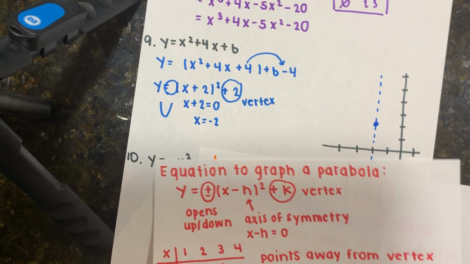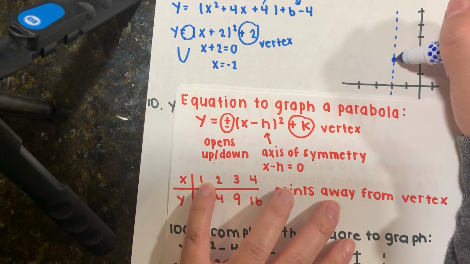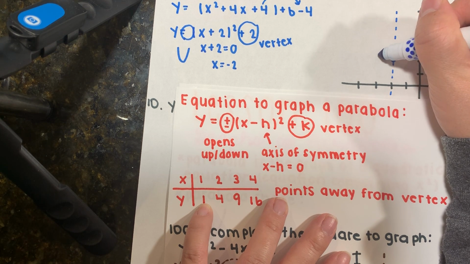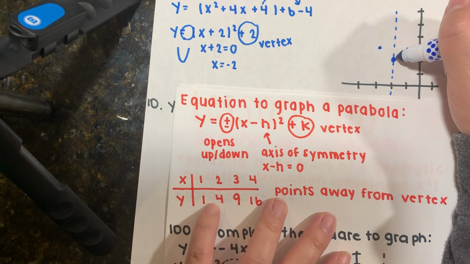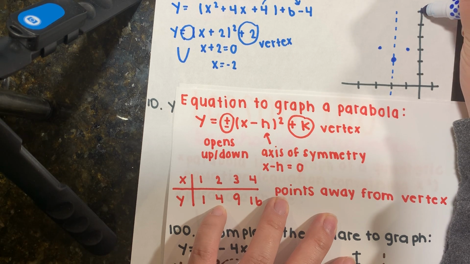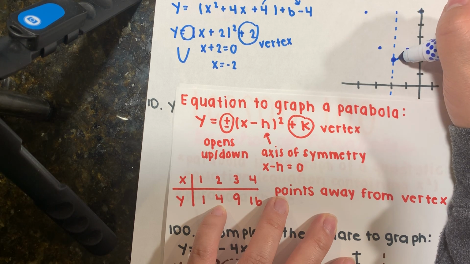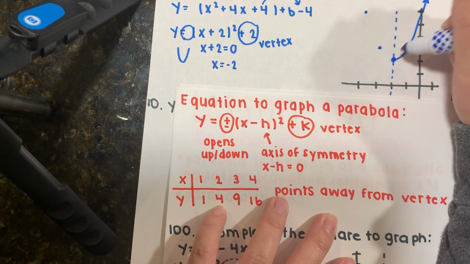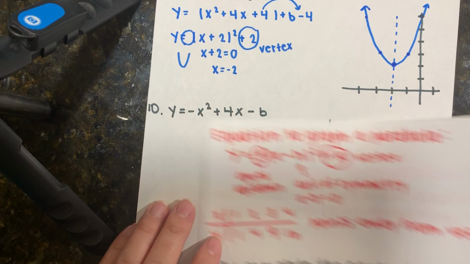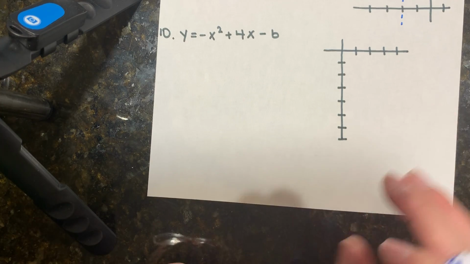Now here's where this chart comes in. From this chart, it tells me to go over 1 on the x-axis, then up 1 on the y-axis, and in both directions. And then I'm going to go over 2 on the x-axis, and then up 4. 1, 2, 3. And that would be on both sides, which means that your parabola should look like this. Okay, and we're going to use that same thing to look at number 10.